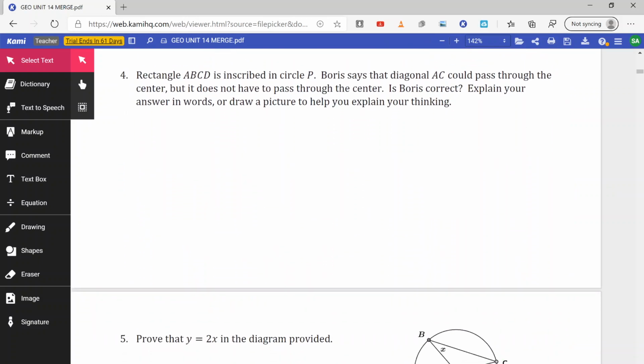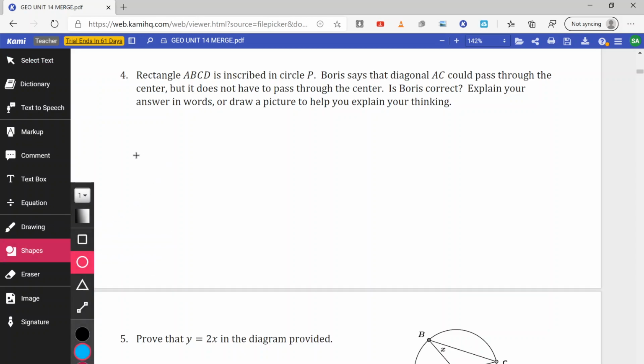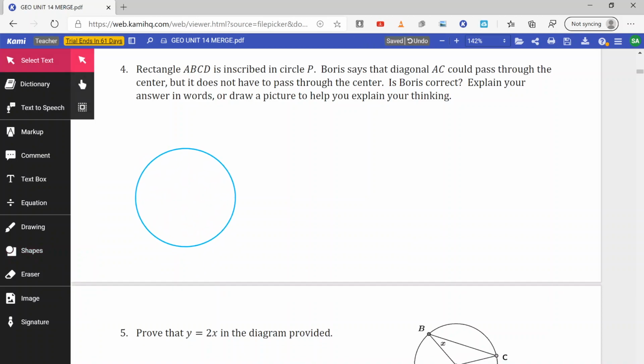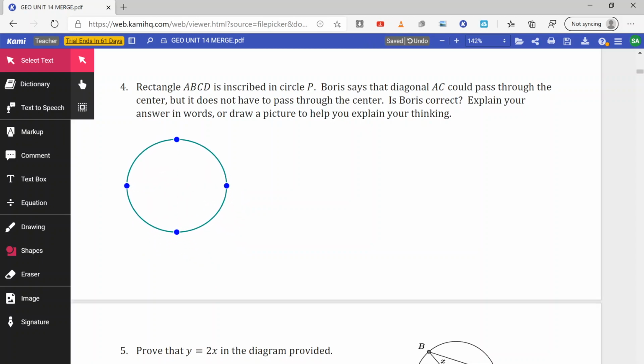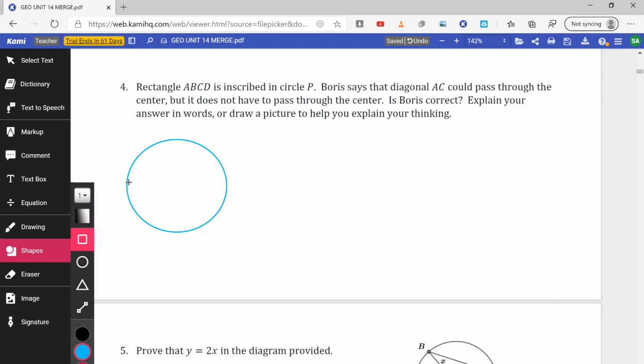Now this one, number 4, says rectangle ABCD is inscribed in circle P. Boris says diagonal AC could pass through the center but does not have to pass through the center. Is Boris correct? Explain your answer in words or draw a picture to help explain your theory. So basically what this means is he took a circle. We're going to say this is a circle. And what he did was he put a rectangle inside of it.